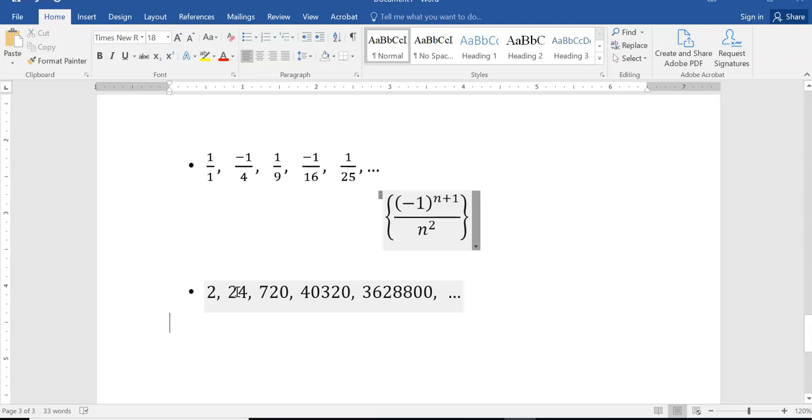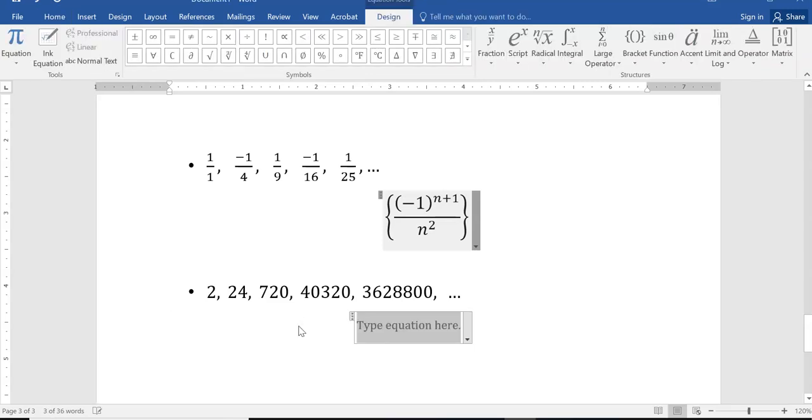Go from 2 to 24, that's a multiplication of 12. 24 to 720, that's a multiplication of 30. 12 is 3 times 4. 30 is 5 times 6. If you go 7 times 8 times 720, 720 times 7 times 8, you get 40,320. What I'm trying to get at is what these are. These have something to do with factorial, okay?